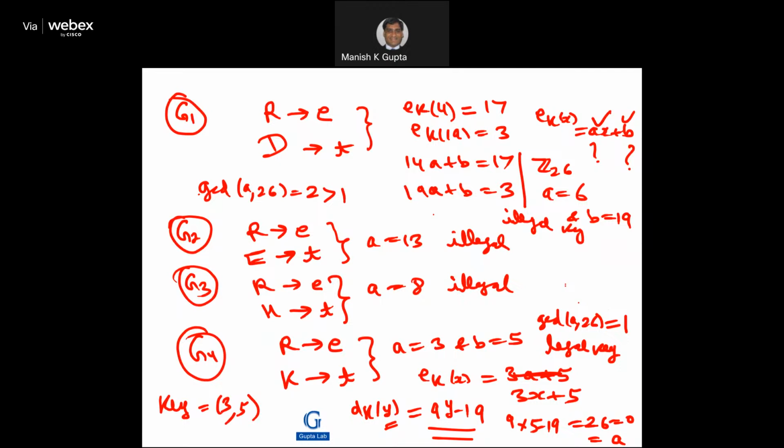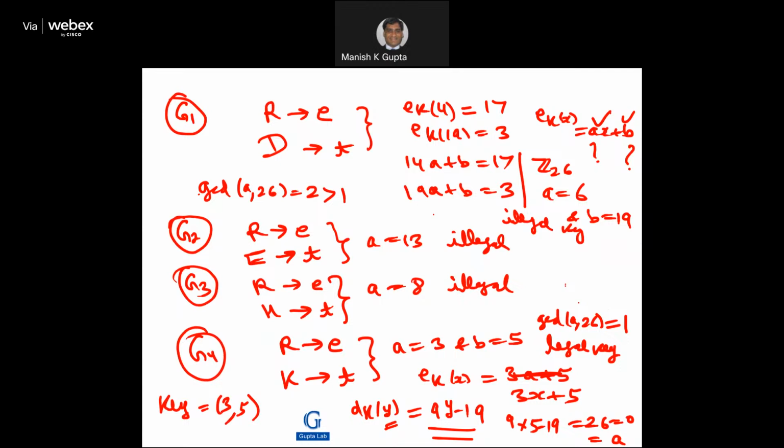So then we are again at the start. The first guess I tried failed. The second guess: now we change the table. E probably is T, the next most probable thing that will occur. E is T, and this gives you a equal to 13. Again, an illegal key, because a is equal to 13, GCD of 13 and 26 is not equal to 1, right?